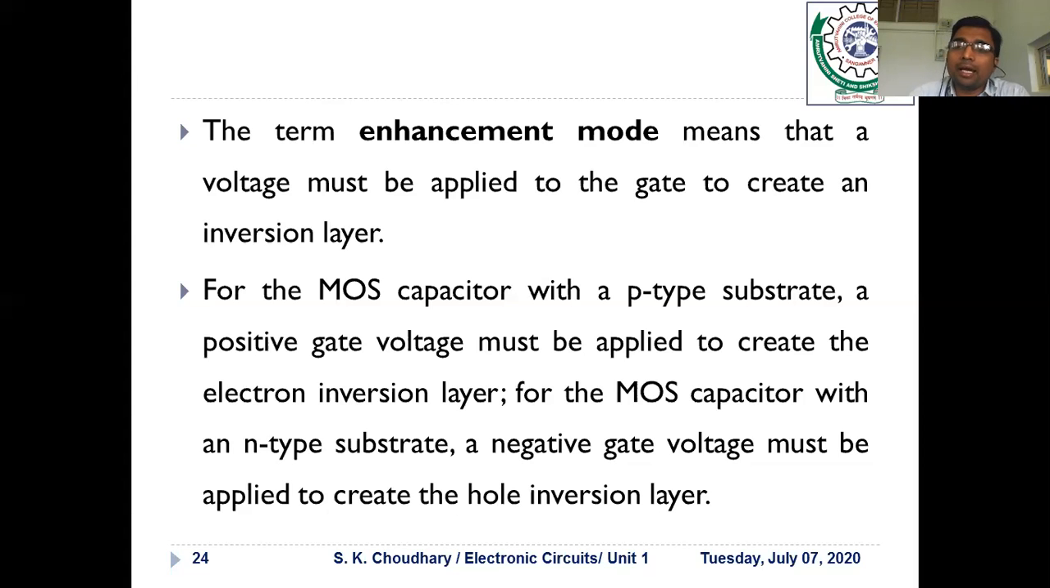Okay, so we have learned the MOS capacitor that is made up of a p-type substrate. Similarly, you can use an n-type substrate to make a MOS capacitor, but at that time, for creation of the inversion layer, you have to apply a negative gate voltage. And at that time, we say that it is a hole inversion layer. Okay. So this is the way the MOS capacitor, or MOS structure, works.